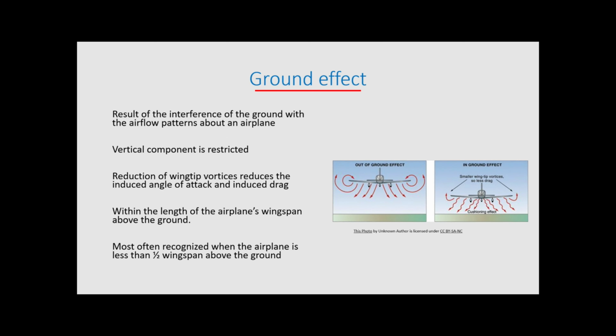Let's talk about ground effect. This is a result of the interference of the ground with the airflow patterns about an airplane. It's essentially a cushioning effect as you get closer to the ground. It happens within the length of the airplane's wingspan above the ground, and it's most often recognized when the airplane is less than half a wingspan above the ground.